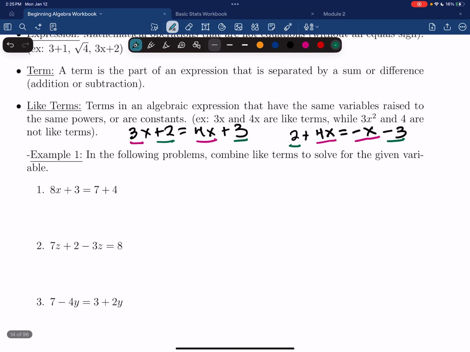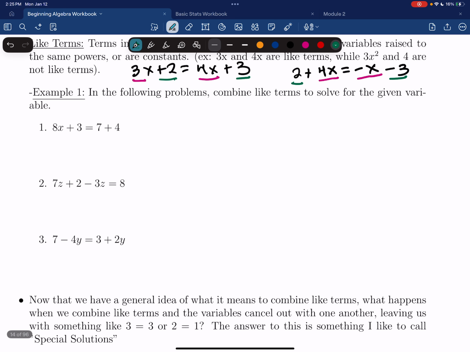Alrighty. So now let's dive into our first type of example. Let's say we have the linear equation 8x plus 3 equals 7 plus 4. Well, step 1, let's identify our like terms. So I have an 8x here, and I don't see any other x in this equation, so 8x is just on its own. But I do see a plus 3, a 7, and a plus 4. So all those are like terms, meaning we can combine everything that's underlined in green.